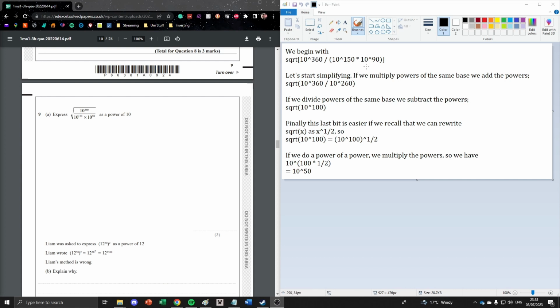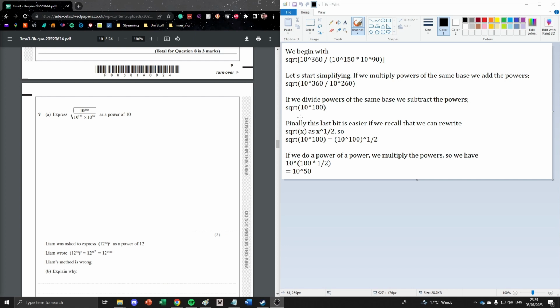If we multiply powers of the same base, then we add those respective powers. So 10 to the 150 times 10 to the 90 is 10 to the 260. Conversely, if we divide powers of the same base, then we subtract the respective powers. So 10 to the 360 divided by 10 to the 260 is equal to 10 to the 100.